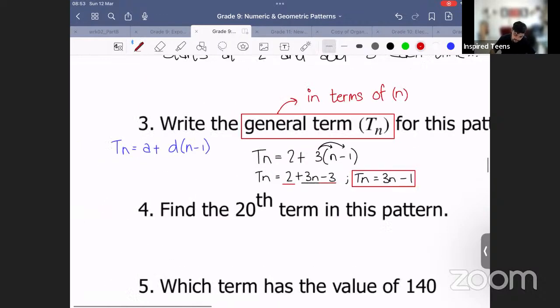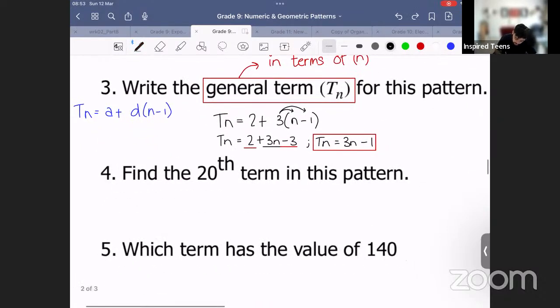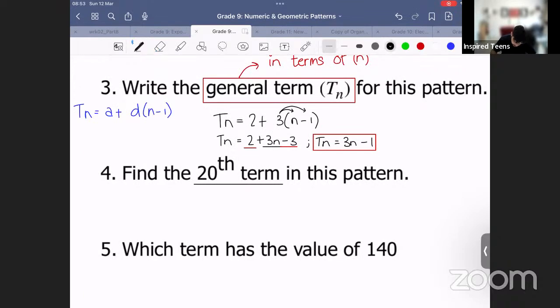Okay, so you're following this formula. Now they say find the 20th term. So I'm asking you guys a question. Is this number 20 n, or is it Tn that they've given us?